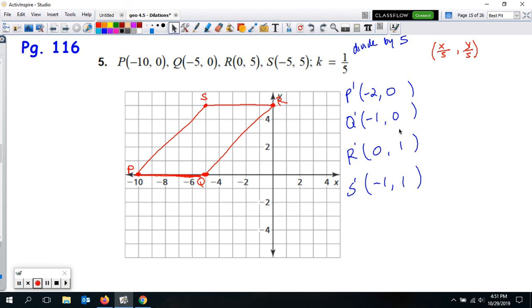And now we just plot these points here. So negative 2, 0, right here on the x-axis, we're going to have negative 1 and 0 just right next to it, there for Q prime. 0, 1 on the y-axis right up here. And negative 1, 1 right there in that second quadrant. Again, just connect your dots. It should be the same shape as that. It just got smaller. It's a reduction. So our original one is bigger and the new one here is smaller. So it was a reduction for this one. Scale factor is less than 1, so definitely a reduction.